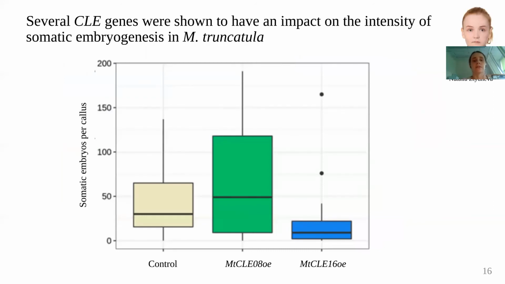To date, we found that for the CLE16 gene, its overexpression reduces the amount of embryos per callus. This is our first target for editing. So we plan to obtain plants with loss of function of this gene and to check their embryogenesis capacity. They can be more capable of regeneration, we suppose.